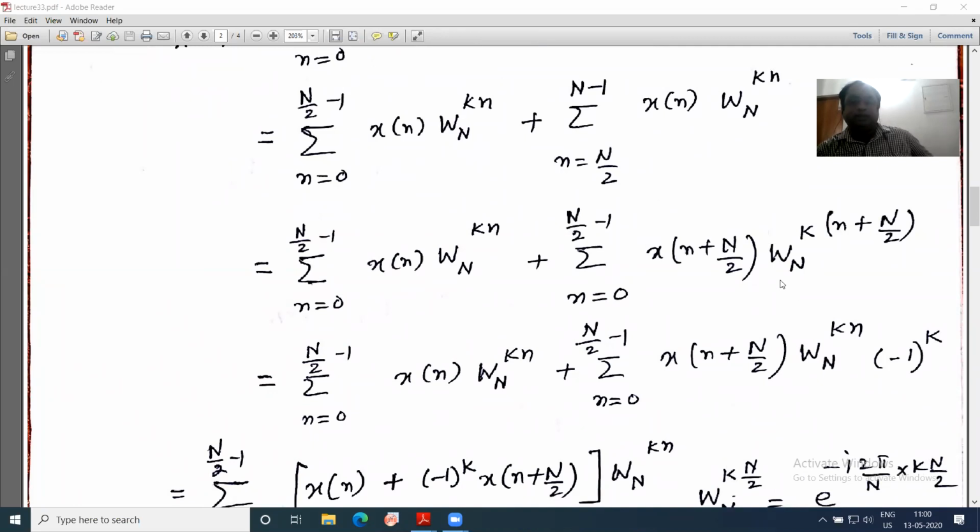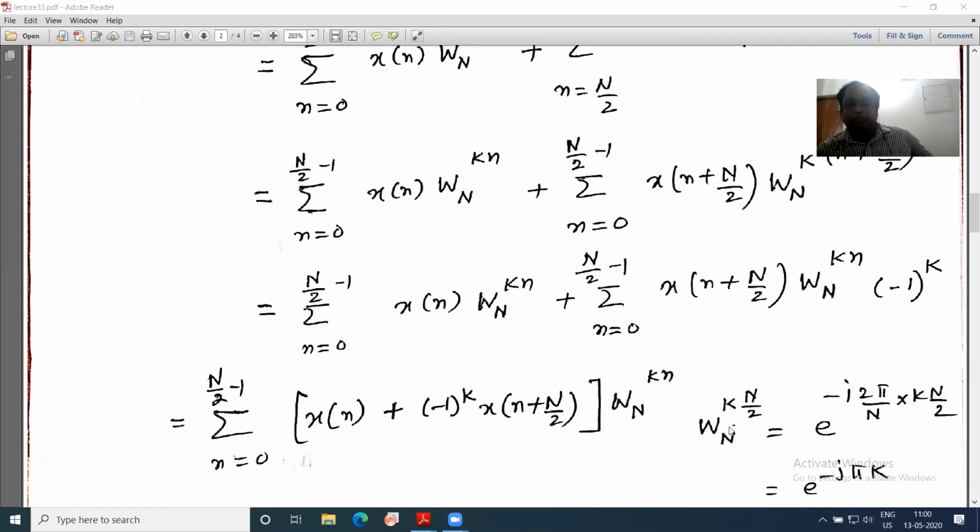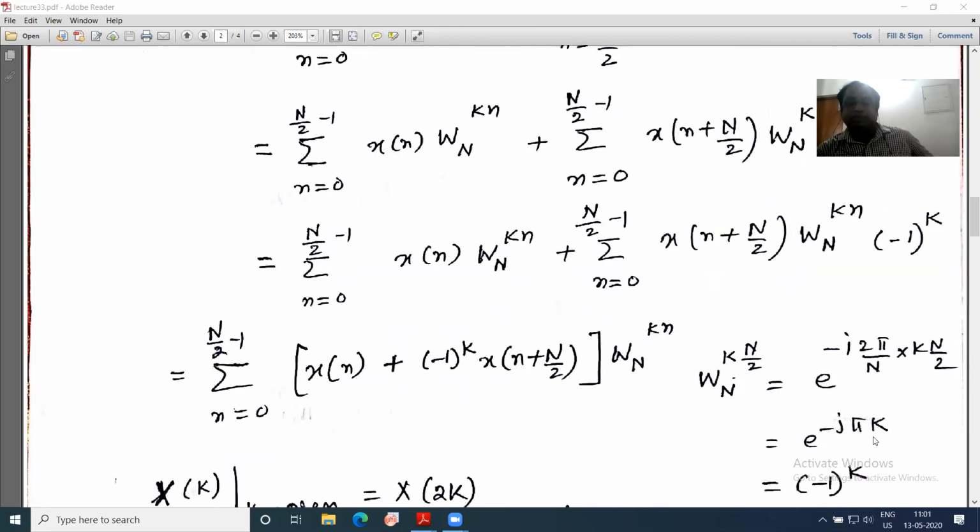Now here we have a little manipulation from this step to this step. Suppose n equal to N by 2 minus 1, x of n plus N by 2, then W_N^K n corresponding to this term. Next term is W_N^K N by 2. If you now calculate this W_N^K N by 2, so e to the power j 2 pi by N into K times N by 2, e to the power minus j pi K, e to the power minus j pi K equal to minus 1 to the power K. Is it all right? Very good.